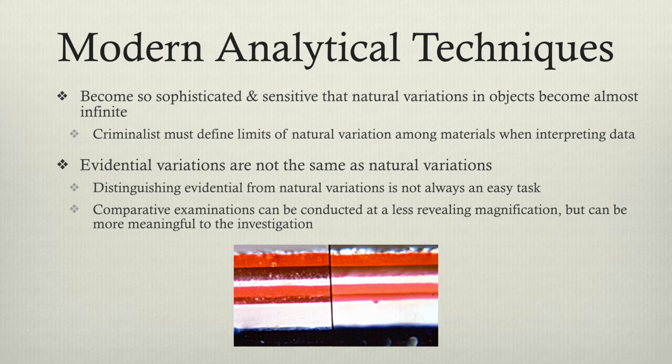In the same vein, if we looked at a paint chip under a microscope at a magnification of 244 times, as opposed to 1600 times, the more detail that higher magnification shows, obviously, no two chips are ever going to have the same properties, even if they came from the same car. So criminalists must define limits of natural variation among materials when interpreting data. Using the lower magnification is sufficient for the needs of the investigator.